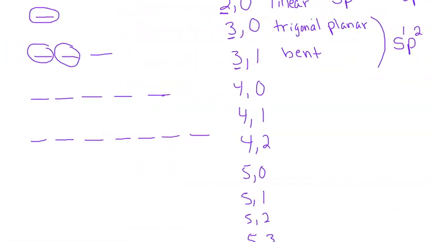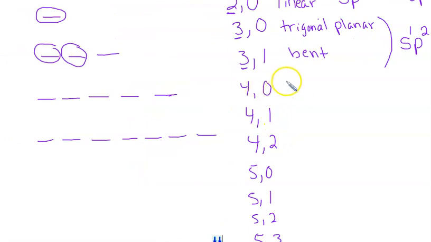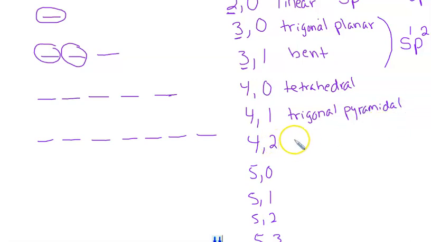All right, these guys that are 4s: 4,0 is called tetrahedral. 4,1 is called trigonal pyramidal. 4,2 is also called bent. It looks shaped very similar to this one, so you've got two of them called bent.